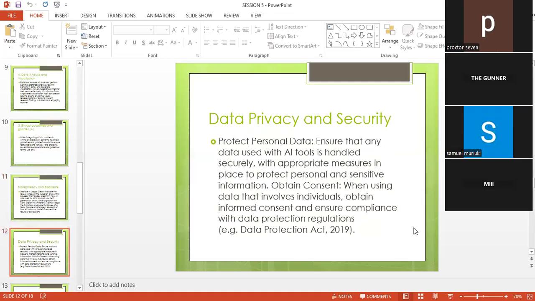Data privacy and security. Protect personal data. Ensure that any data used with AI is handled securely with the appropriate measures in place to protect personal and sensitive information. So when using data that involves individuals, obtain informed consent and ensure compliance with data protection. So you find some mention AI. For example, if you have cited my ideas from AI, ensure that you acknowledge that I'm the one who wrote that. And also ensure that data is kept securely.